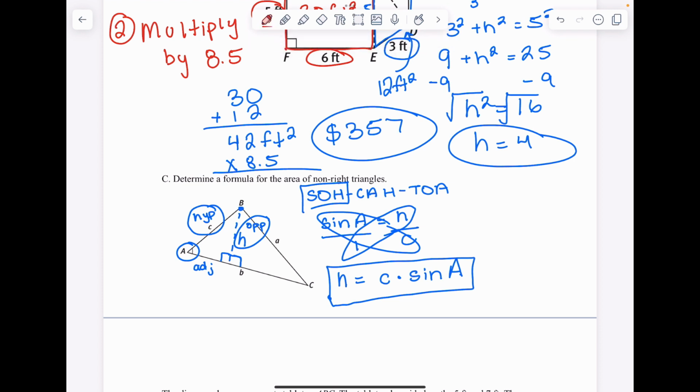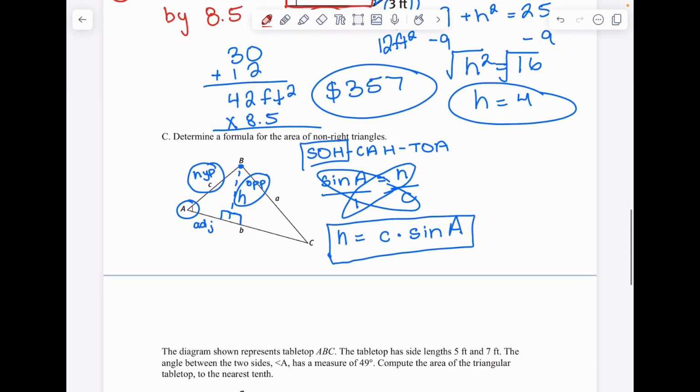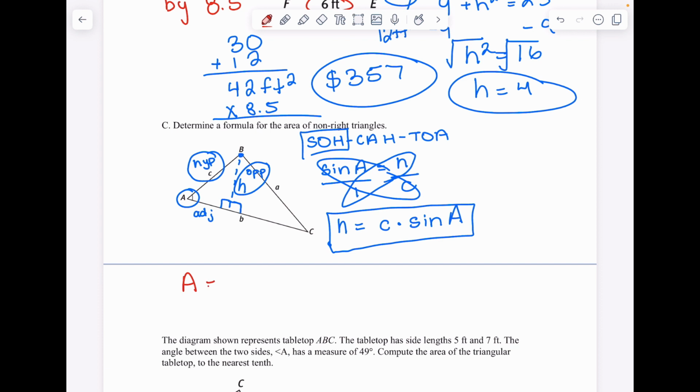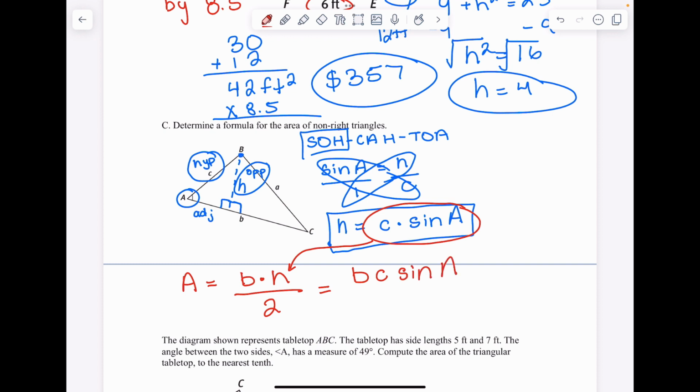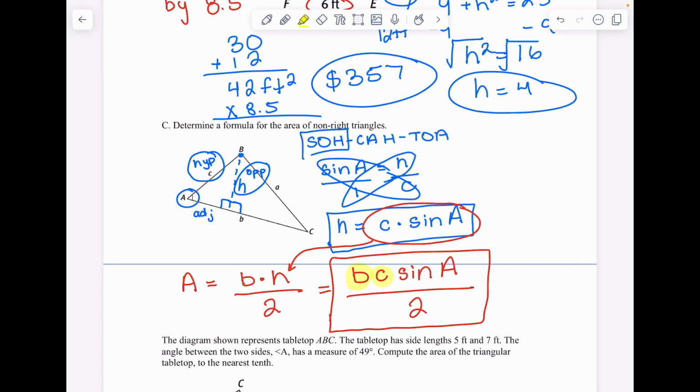With this equation, I now know how to find the height of my triangle. So with our area formula, the area formula for a triangle is always base times height divided by 2. And now that I know what the height is of my triangle, I can substitute this in for height in my formula, which will give me b times little c times the sine of angle A, all divided by 2. And this is the area formula for non-right triangles. And I want you to pay attention to the letters that we're using: little b, little c, and angle A. Notice how that gives me an SAS.